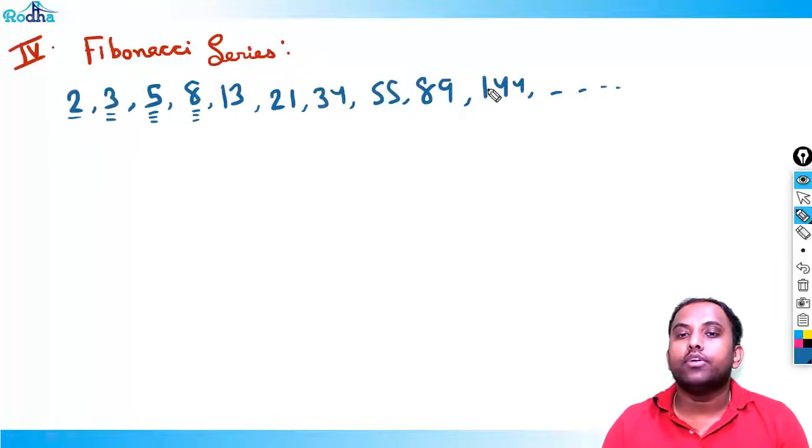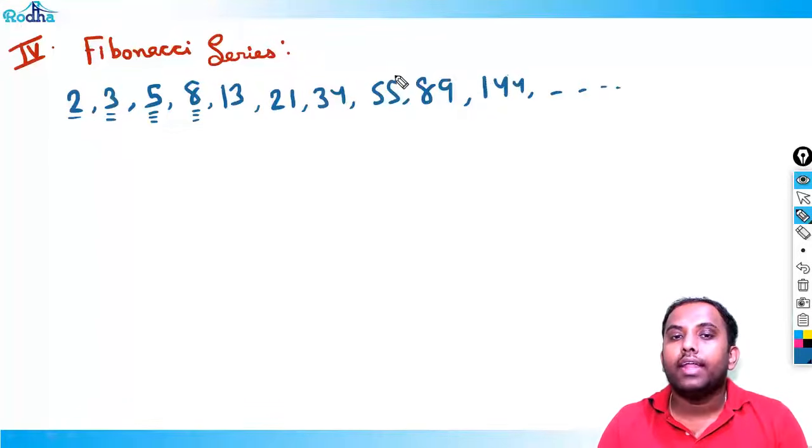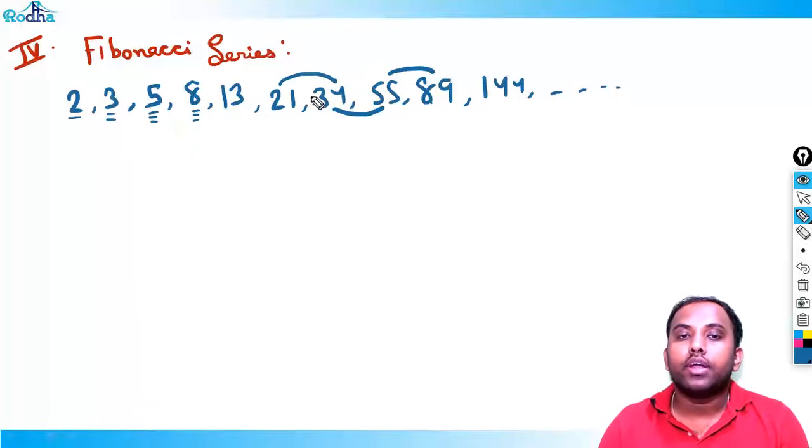So we are adding 2 terms every time. How do you get 144? Adding 55 and 89. How do you get 89? Adding 34 and 55. How do you get 55? Adding 21 and 34. How do you get 34? Adding 13 and 21. How do you get 21? Adding 13 and 8. How do you get 13? Adding 5 and 8. Like this. How do you get 5? With 2 and 3.